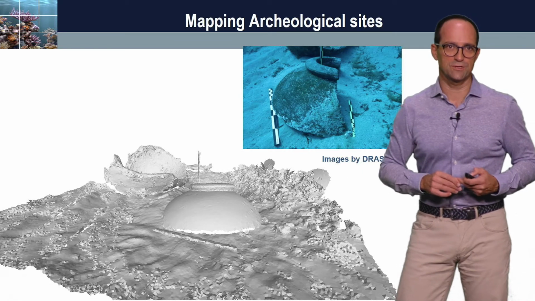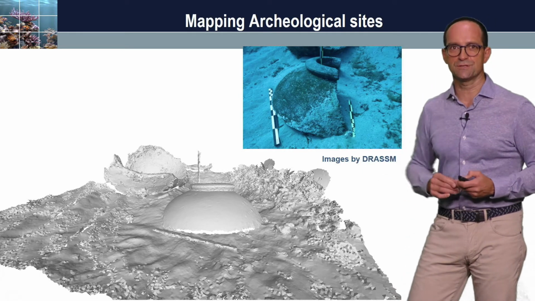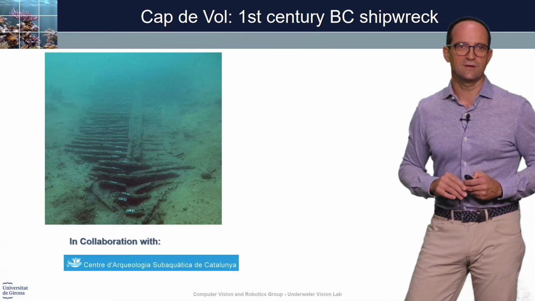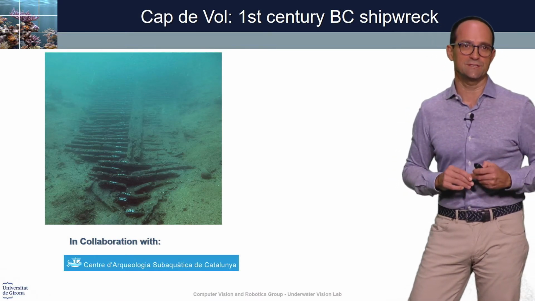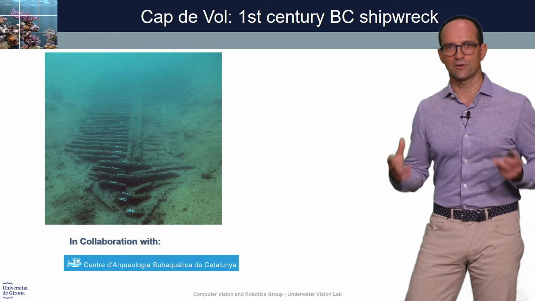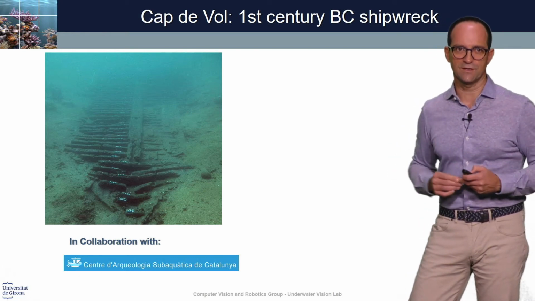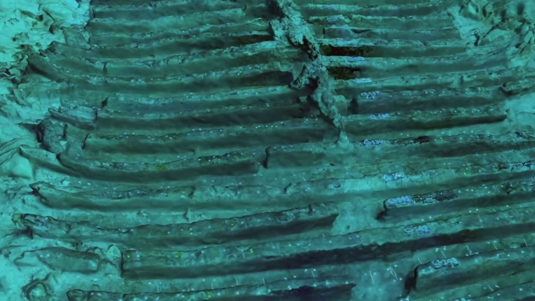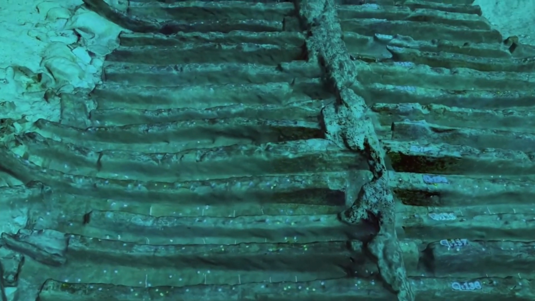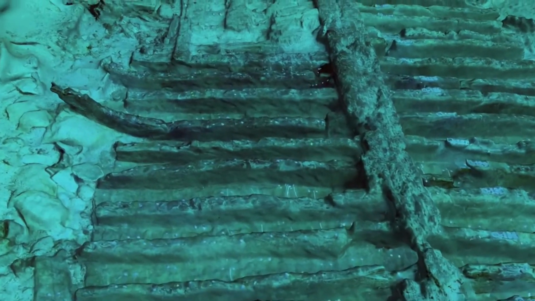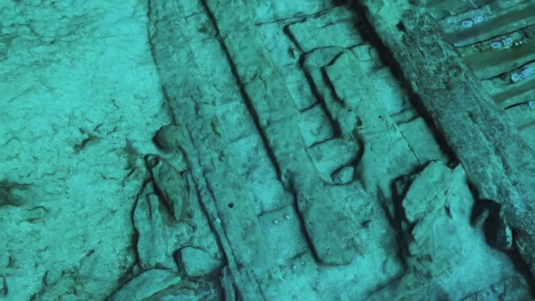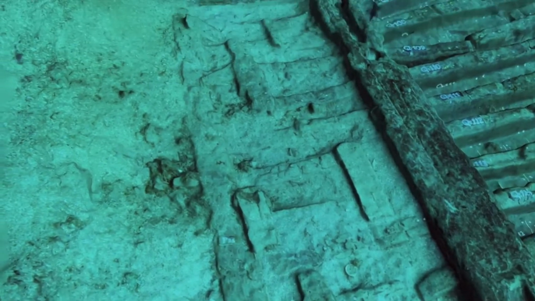This is an example of a collaboration with French archaeologists in which you see that we can recover the 3D model and then, of course, apply the texture onto that. And we have also been doing this with the underwater archaeological center in Catalonia, in this case for the ship called Cap de Vol. Here you can see the 3D reconstruction of the shipwreck. In this case, we did this with very high resolution 12 megapixel cameras, and you see that the level of detail you can get for this type of shipwreck is very high. In this case, the images are not color corrected. The color correction was carried out later on.